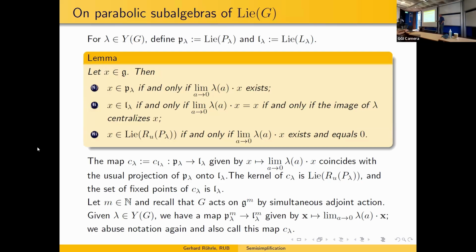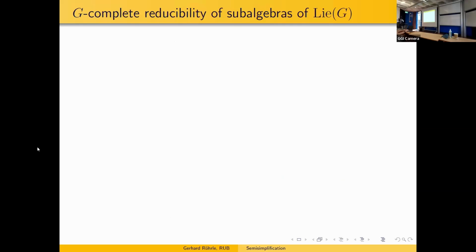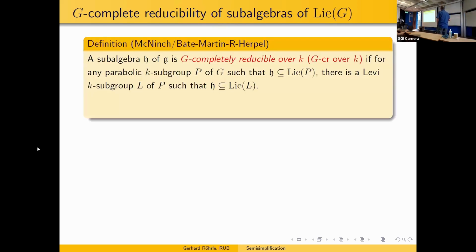Okay, so this is the setup, and then we'll see again that all these terms we've seen before, complete reducibility and symmetry. So what is it? G-complete reducibility of subalgebras. Well, you could do this now with your eyes closed. So what is it? In the algebraically closed setting, McNinch did this quite some time ago, and he did it in the rational setting. He did it with Herpel some years later.